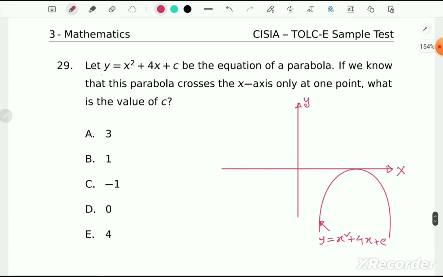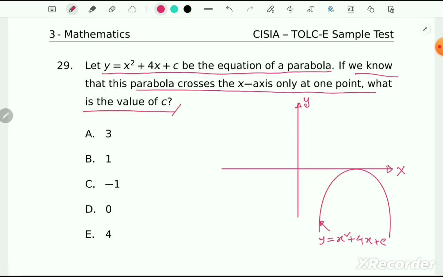Okay, let's study. Let y equal to x square plus 4x plus c be the equation of a parabola. If we know that this parabola crosses the x-axis only at one point, what is the value of c?